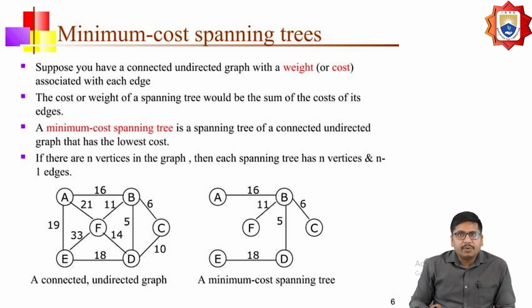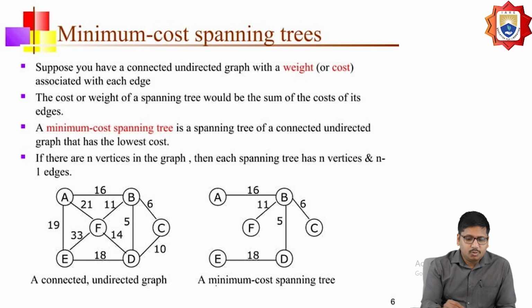The minimum cost spanning tree is the spanning tree of a connected undirected graph that has the lowest cost. If a graph has n vertices, then each spanning tree has n vertices and n minus 1 edges. Suppose I have a connected graph like this, considering an example with vertices A, B, C, D.